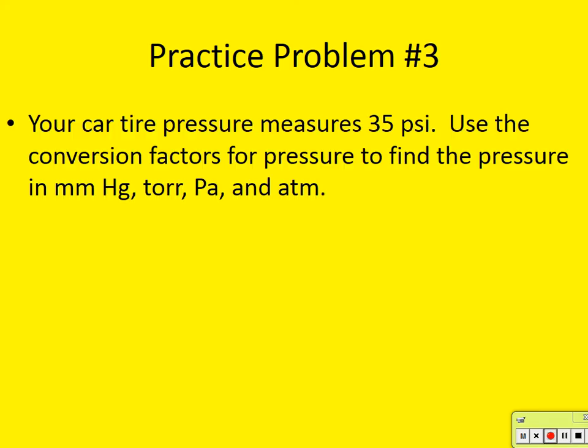So practice problem number 3. Let's go through it. It says your car tire pressure measures 35 psi. Use the conversion factors for pressure to find the pressure in millimeters of mercury and in torr, pascals, and in atmospheres. Let's go. We've got to be able to convert from one unit of pressure to another. So we're going to use those conversion factors. Why would you have to convert it like that? Because sometimes you don't want it in psi. What if I ask you how many atmospheres that is?